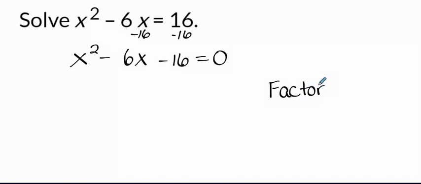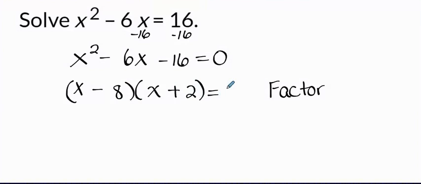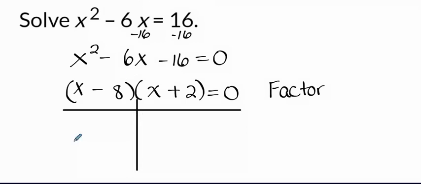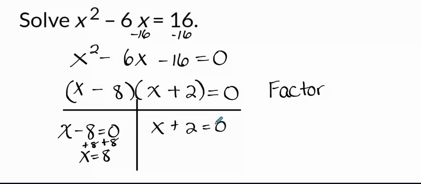We're going to factor this equation. We're looking for numbers that multiply to give us 16, and those factors should add up to equal the middle term of negative 6. Once we have set each of these factors equal to 0, we'll have two values for x. We'll have x equals 8, and we'll have x equals negative 2.